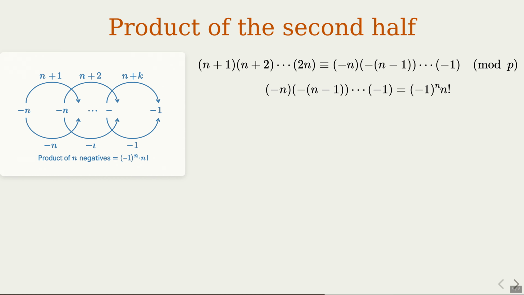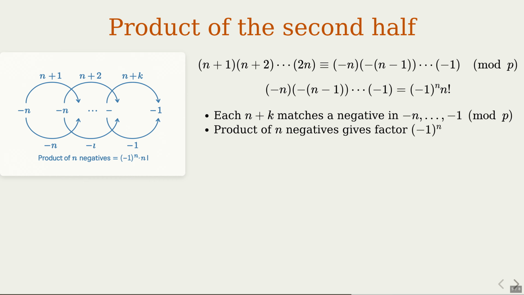Every term in the second half has a partner among minus n up to -1, so there is a 1-to-1 matching between these lists. Because there are exactly n terms in the second half, multiplying them gives a sign of -1 to the n. Putting this together, the second half of the Wilson product is congruent to -1 to the n times n factorial.